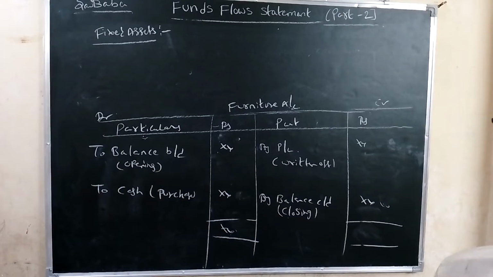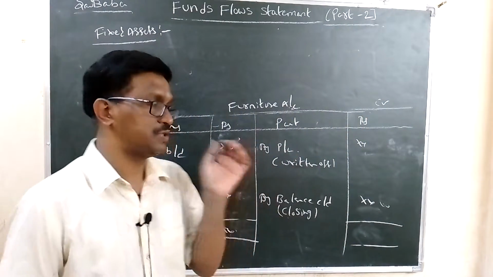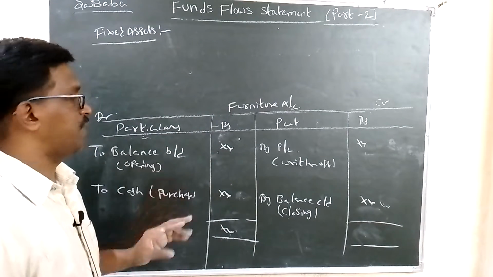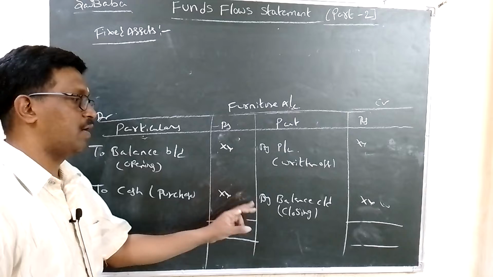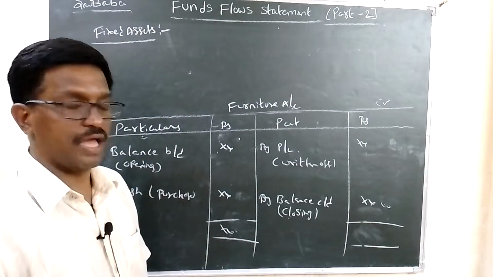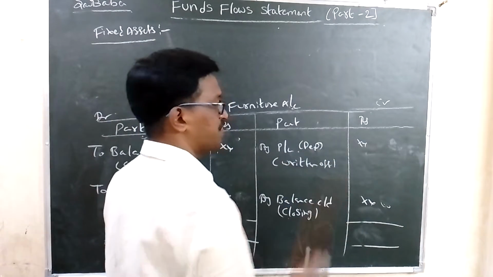Fixed assets. Without adjustments, fixed assets will be shown as follows. The first fixed asset is furniture. Furniture assets opening balance is debit, closing balance will be credit. If furniture decreases, the amount is depreciation. By P&L, depreciation will be shown.